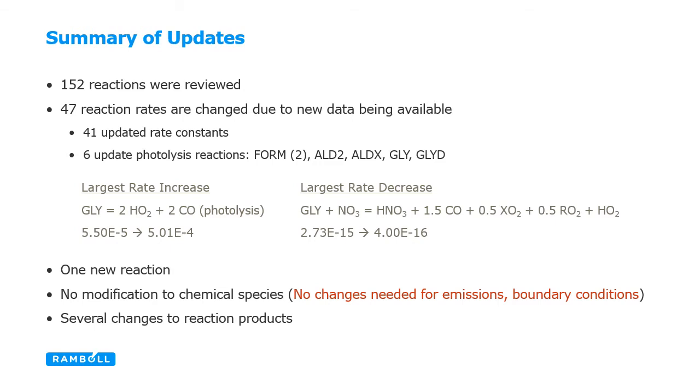Of these rate updates, the largest was photolysis with glyoxal, which increased by approximately an order of magnitude. And the largest rate decrease was for the reaction of glyoxal and the nitrate radical, which decreased by nearly an order of magnitude relative to CB6R4. We also added one new reaction, which I'll discuss in detail in the next slide, but did not add or remove any model species. As we did not add or remove any model species, there are no changes required for emission inputs or boundary conditions.